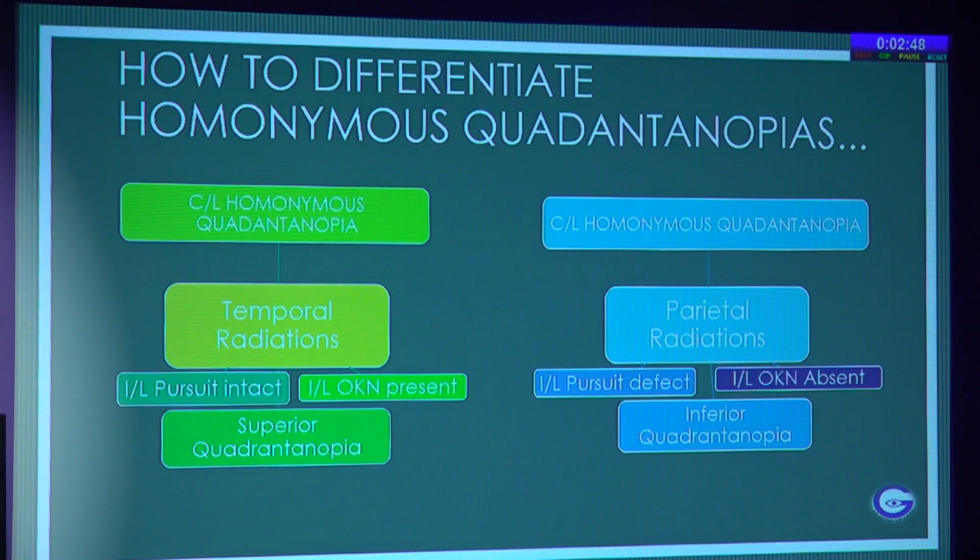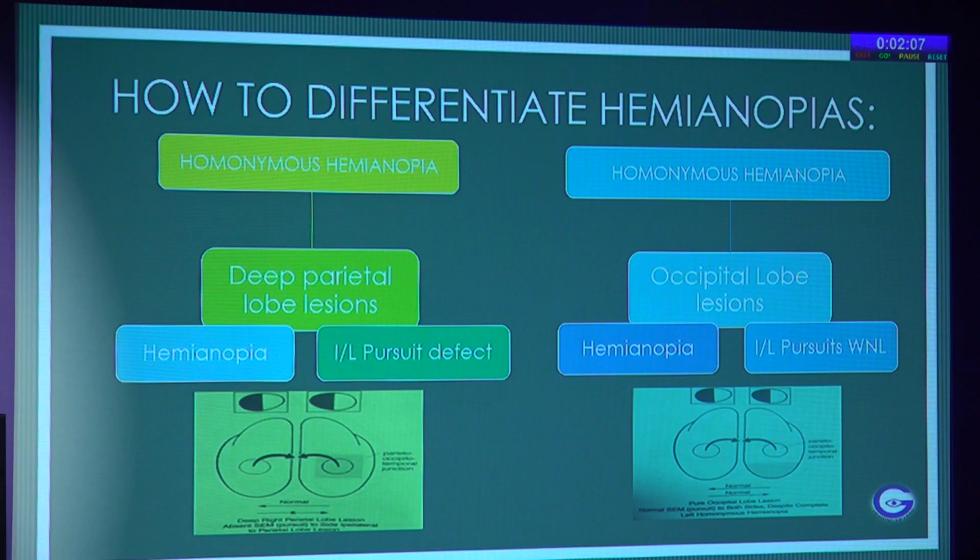So here are a few clues to differentiate between the various types of hemianopias or quadrantanopias. Suppose you have a quadrantanopia and you want to know whether the temporal or parietal radiations are involved. How do you differentiate? One interesting thing you can do in your OPD is look at the ipsilateral pursuits, because the ipsilateral pursuits are generated from the ipsilateral posterior parietal cortex. If they are intact, you are probably dealing with a temporal lobe problem. If they are absent, the parietal radiations are involved. And also the type of quadrantanopia: superior quadrantanopia is temporal, and inferior is parietal. Similarly, hemianopias also can be differentiated.